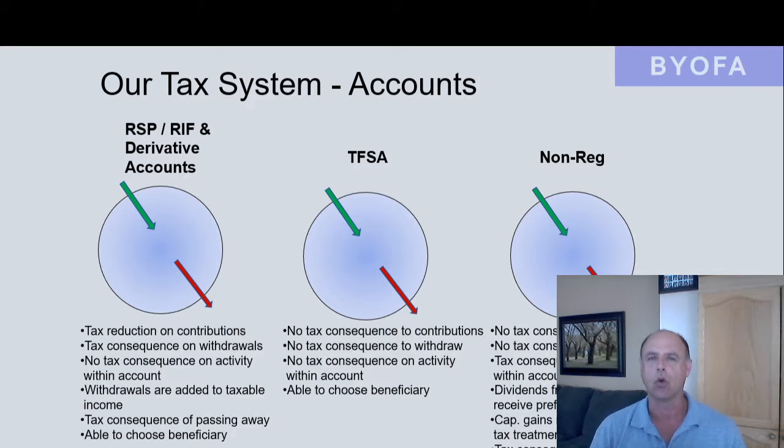What accounts am I ignoring? I'm ignoring the registered education savings plan. That's got specific purposes. That's to fund your child's education. There's the registered disability savings plan, relevant to people who have children or people who are disabled. There's the corporate account. I'm ignoring that. And there's probably a couple others that I'm forgetting offhand. But these are the three main accounts: the RSP, the TFSA, and the non-registered account.